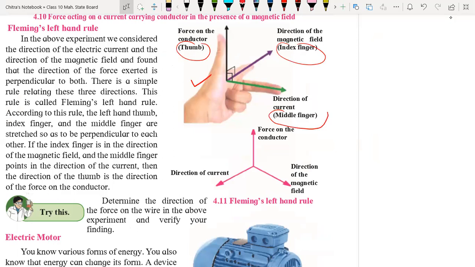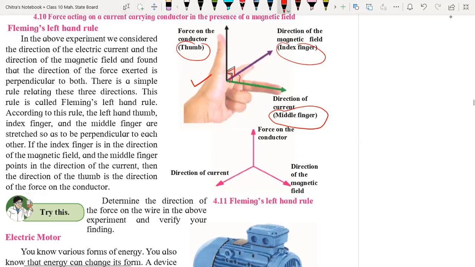We have to stretch all these three fingers in such a way that they are perpendicular to each other. As you can see, here it is a 90-degree angle, here also 90 degrees, and here also a 90-degree angle has to form. Then we can say that all these three fingers are perpendicular to each other.